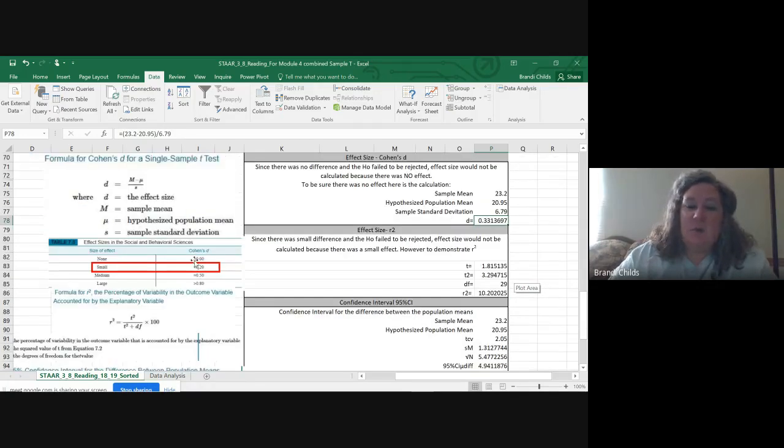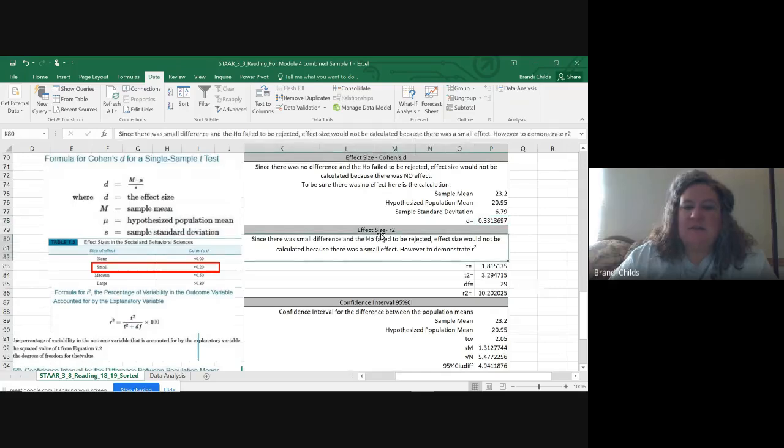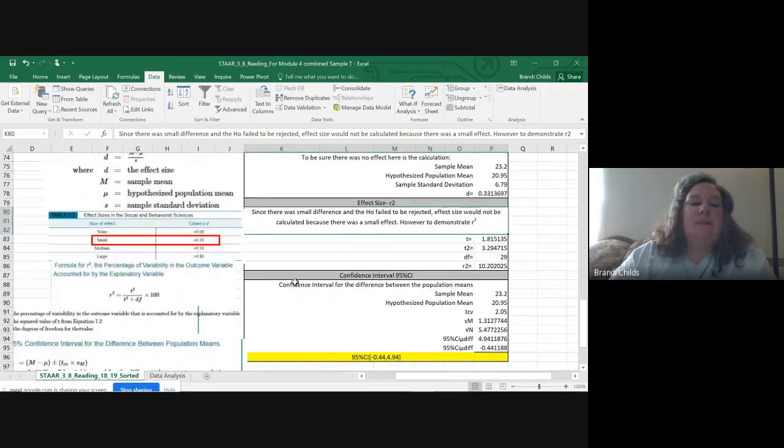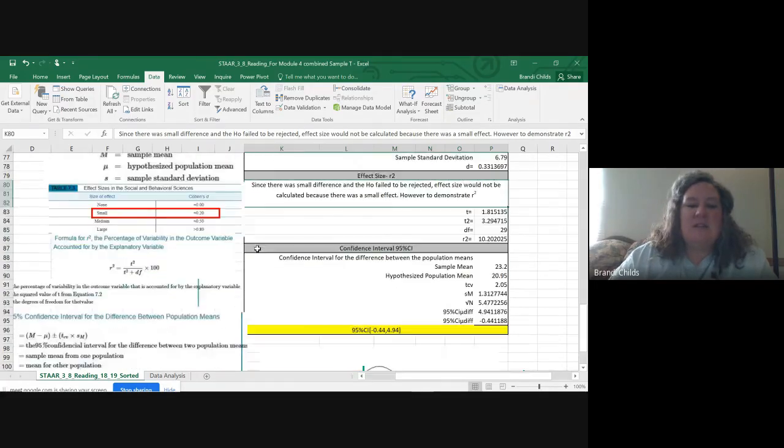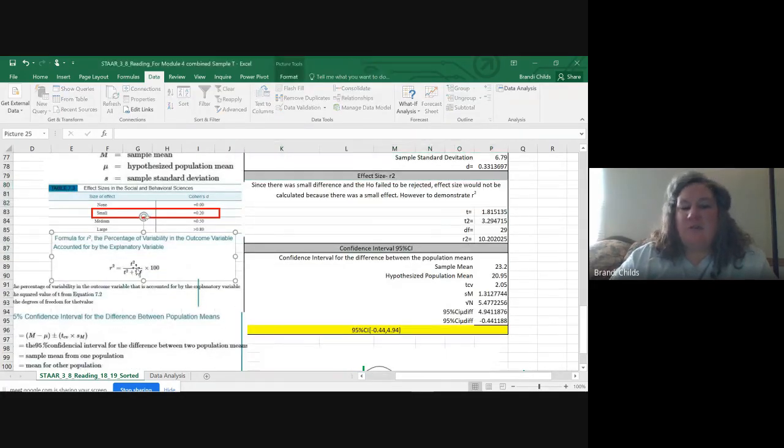And as you see, as I went to the effect size on down, I did state that it was small because it actually was 0.33. And as you can see, that is a small effect. So you would want to be careful, especially when analyzing data, to see if you're talking about programs and such, or what kind of effect it is having. And even more research would have to be done depending on where it falls. But since there was a small difference and it failed to be rejected, effect size would not be calculated; however, to demonstrate, once again, we have the Cohen's D effect size. This is another way to do those sizes, except it's just a different formula.